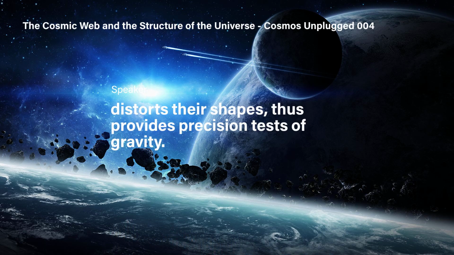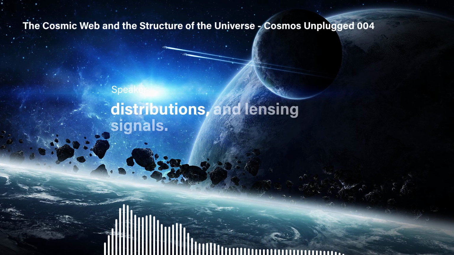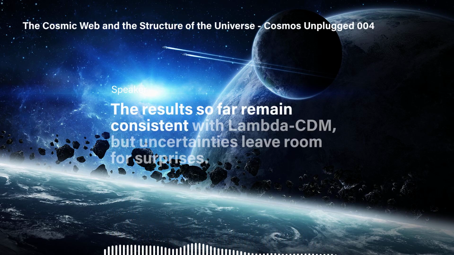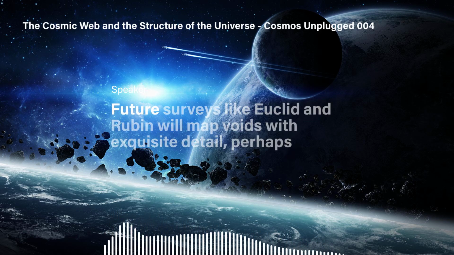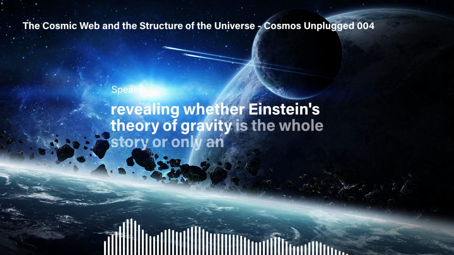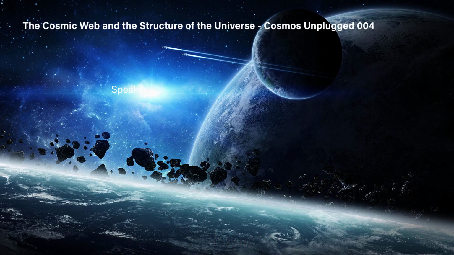Surveys like SDSS and DES have catalogued thousands of voids, measuring their size distributions and lensing signals. The results so far remain consistent with lambda CDM, but uncertainties leave room for surprises. Future surveys like Euclid and Rubin will map voids with exquisite detail, perhaps revealing whether Einstein's theory of gravity is the whole story, or only an approximation.